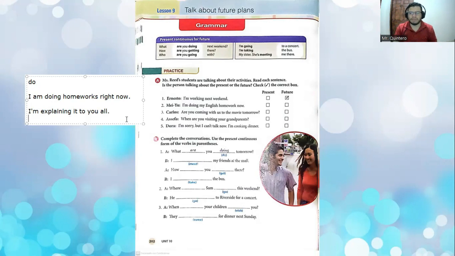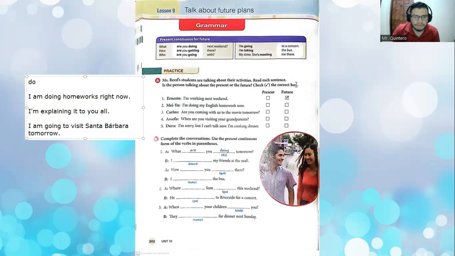Pero si yo hablo de un plan futuro, si yo digo mañana voy a ir a Santa Bárbara, eso es future, futuro. Entonces, como digo, I am going to... I am going to what? I am going to visit Santa Barbara tomorrow. Voy a visitar Santa Bárbara mañana, ¿verdad? Tomorrow. Ese es un ejemplo claro de future.